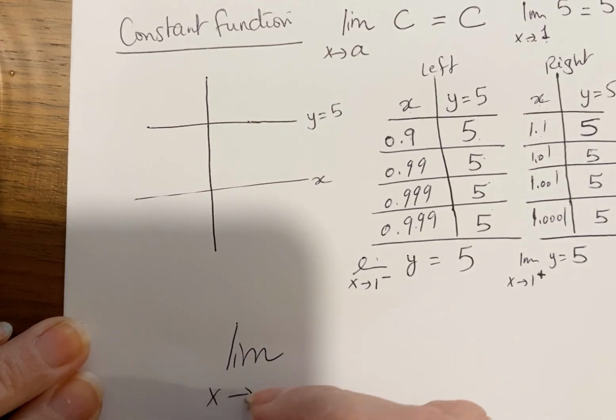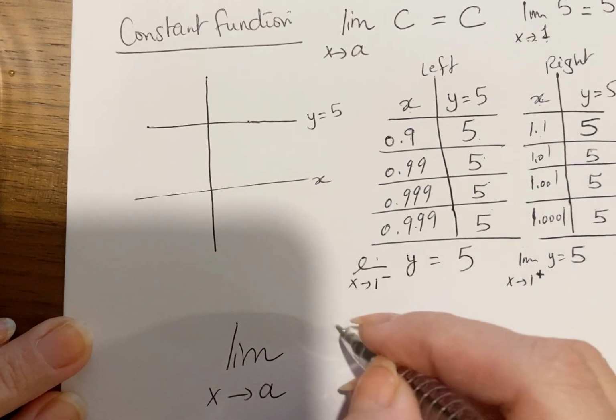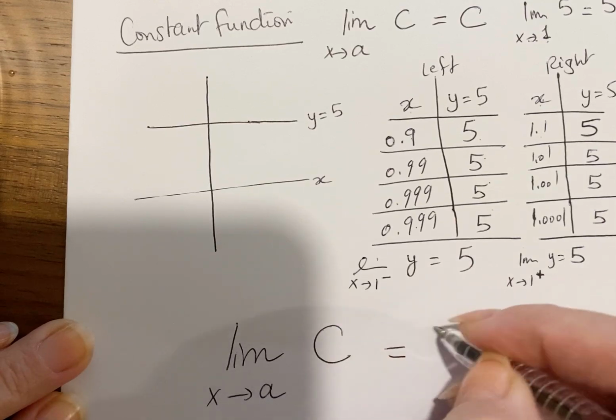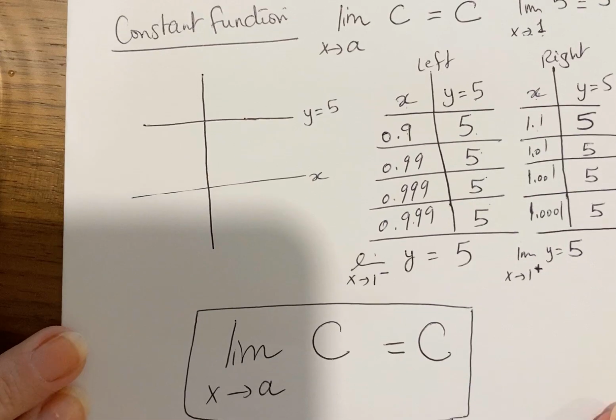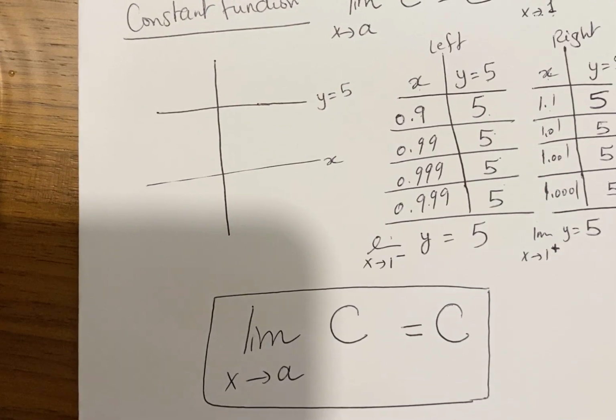So this is our first rule. The limit as x approaches a from the left and the right of any constant function c is equal to c. This is our first algebraic rule. What does this allow us to answer? It allows us to answer questions like these without now doing anything.